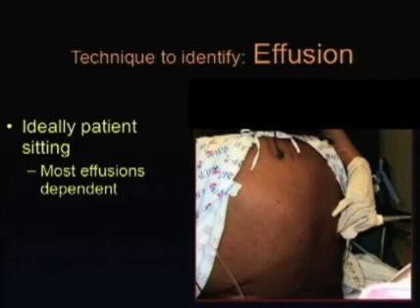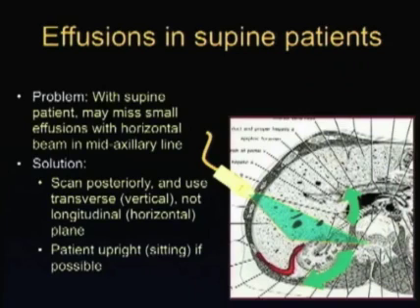Technique: ideally the patient will be sitting in order to place the effusion in a dependent area on the chest. A couple of pearls and pitfalls. Be careful with small effusions when the patient's supine. If you're scanning very laterally here, your scanning plane might actually go straight over the top of a small effusion back here in the pleural space.